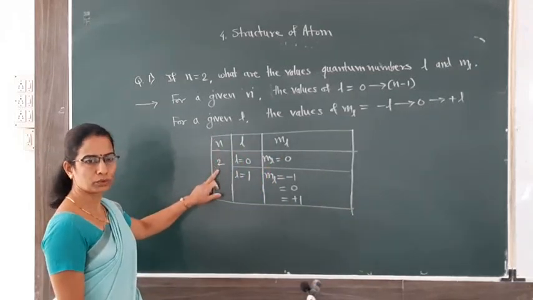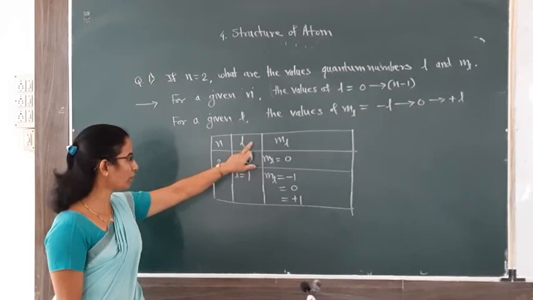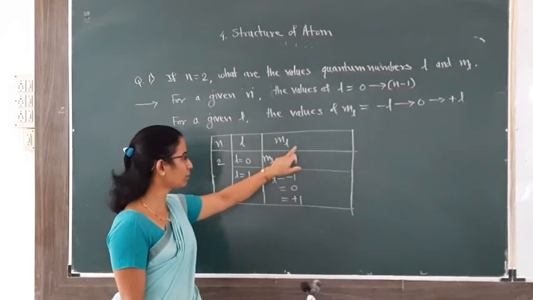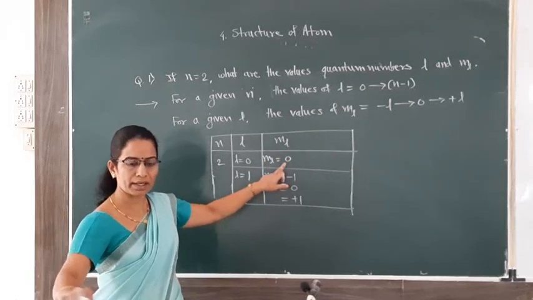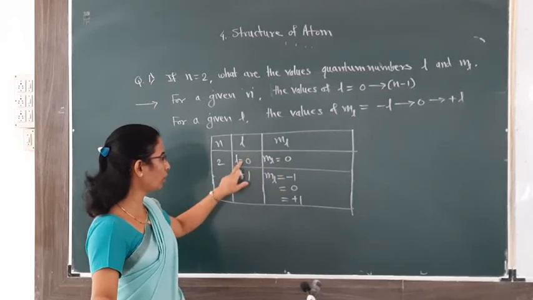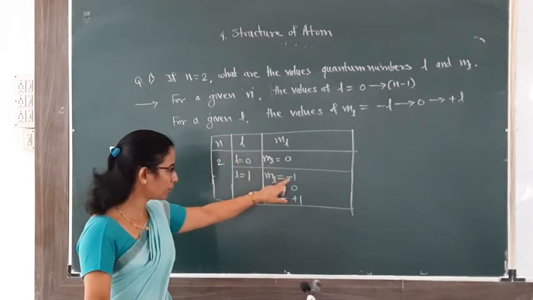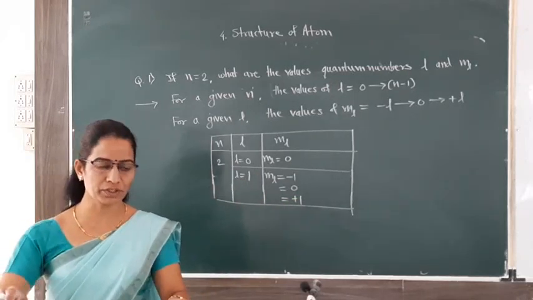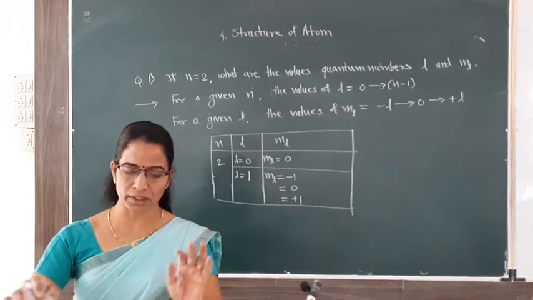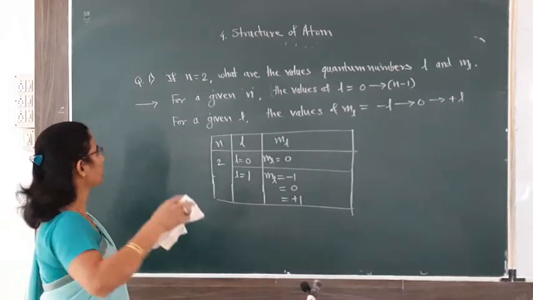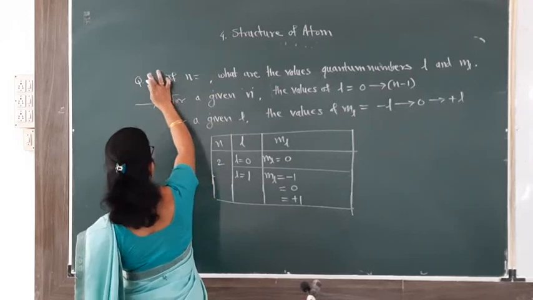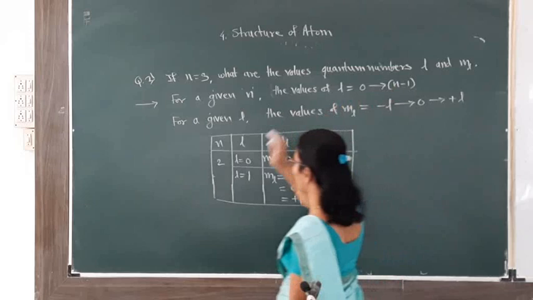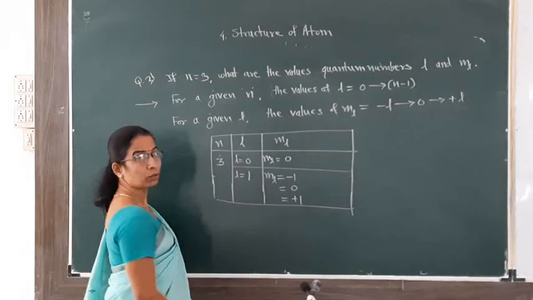So this is our answer. If n is equal to 2, the possible values of L are 0 and 1, and the possible values of ML should be indicated like this: ML is equal to 0 for L equal to 0, and minus 1, 0 and plus 1 for L equal to 1. This question is asked for 2 marks in the exam. Similarly, sometimes the question may be asked like this: if n is equal to 3, what are the values of L and ML? Now I will show how to write the answer.